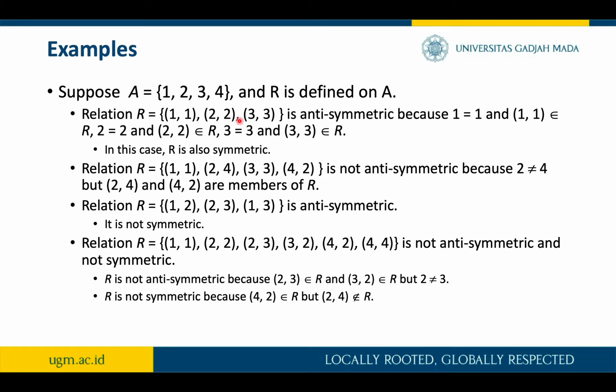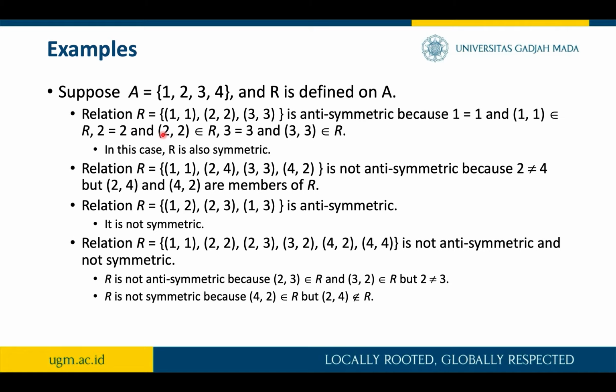Relation {(1,1),(2,2),(3,3)} here is anti-symmetric by default, because 1 equals 1 and (1,1) is an element of R, 2 equals 2 and (2,2) is also an element of R, and 3 equals 3 and (3,3) is also an element of R. So this is anti-symmetric by default because the elements here only consist of the relation from an element to itself.